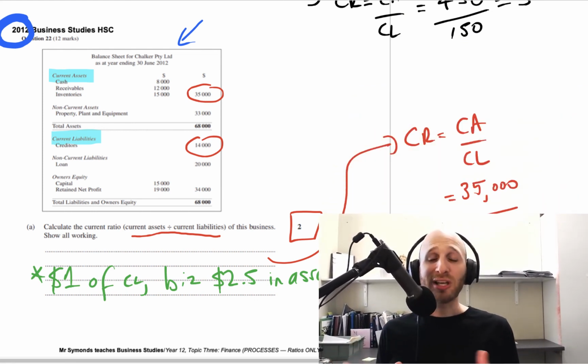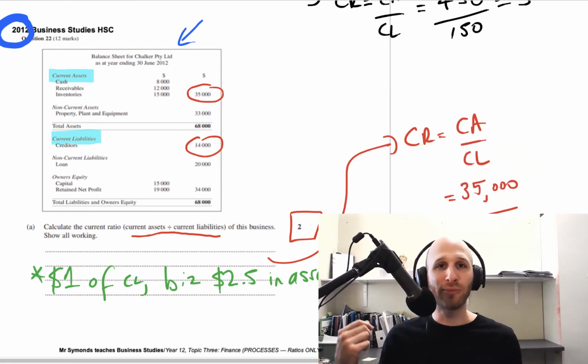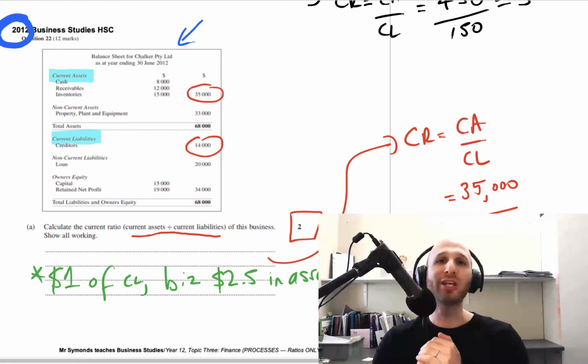Okay, so that was a look at the liquidity ratio. There'll be another couple of videos in terms of the other ratios for the New South Wales Business Studies syllabus.